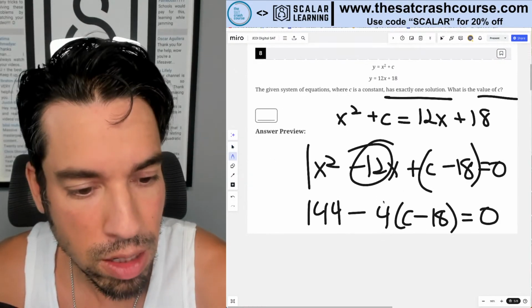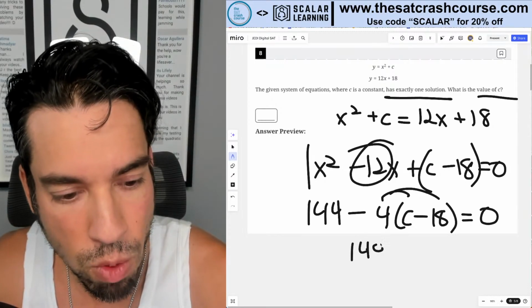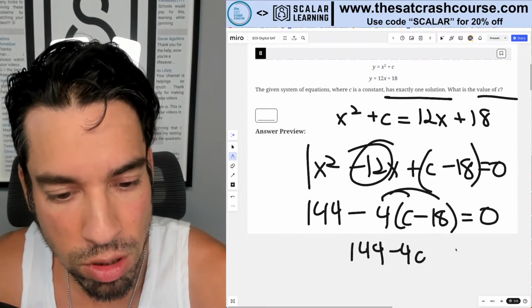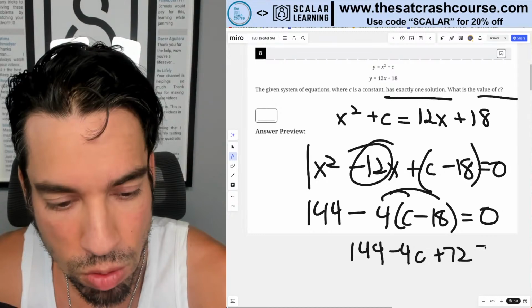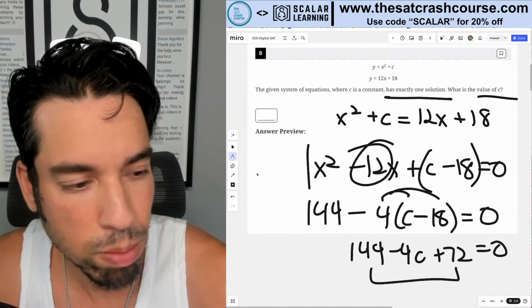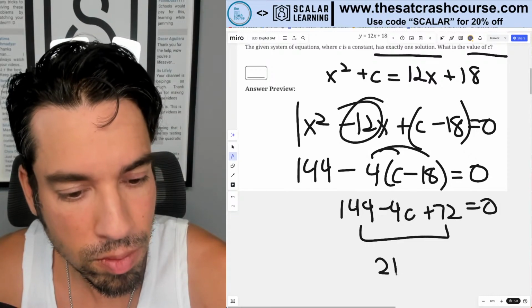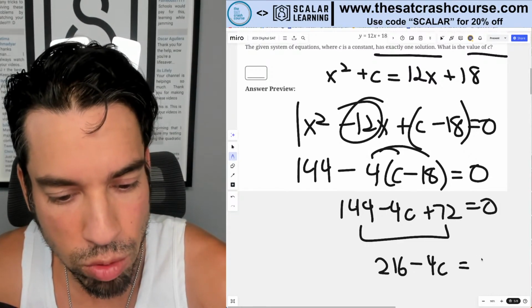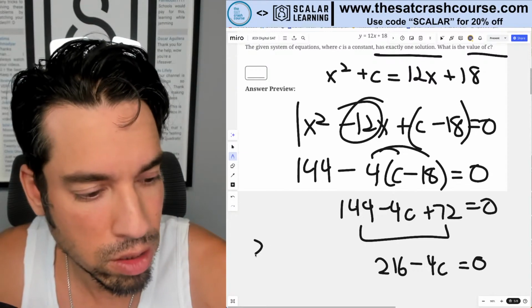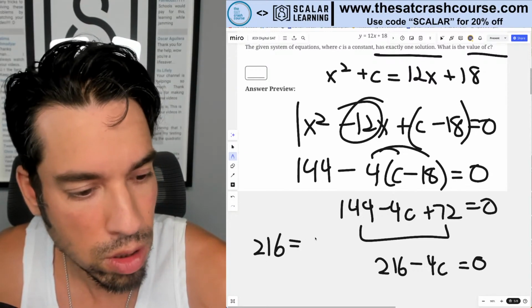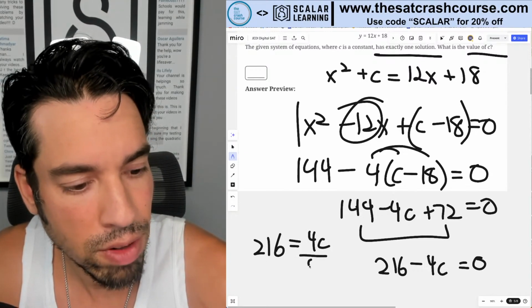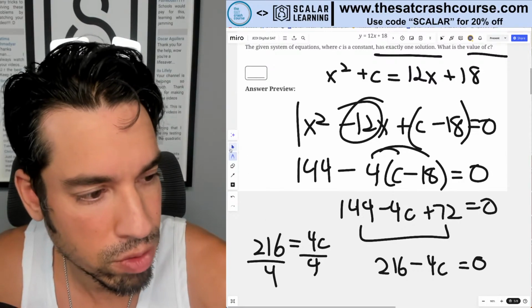Now we just solve, right? Distribute negative 4. 144 minus 4c. Negative 4 times negative 18 is plus 72, is equal to 0. 144 plus 72 would give us, what is that, 216, right? 216 minus 4c equals 0. Add 4c to the other side. 216 equals 4c. And divide by 4. And there we go. We get our value of c.